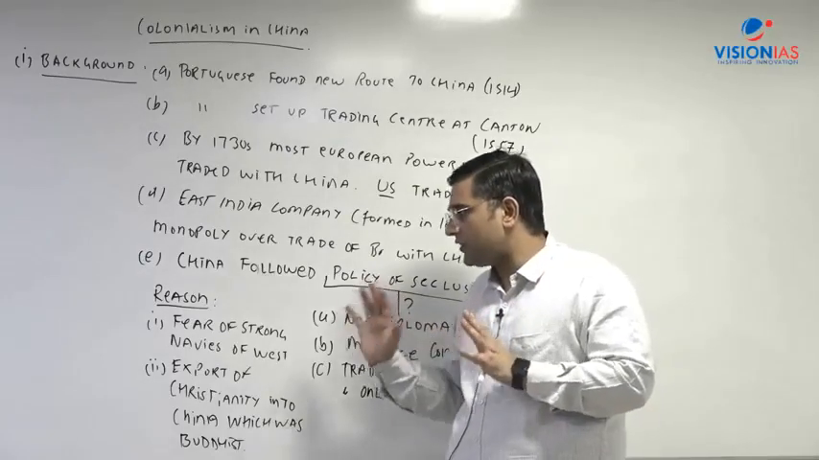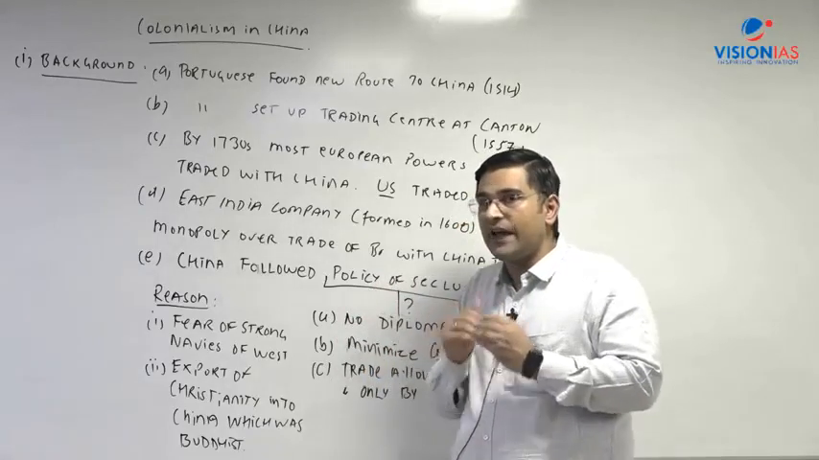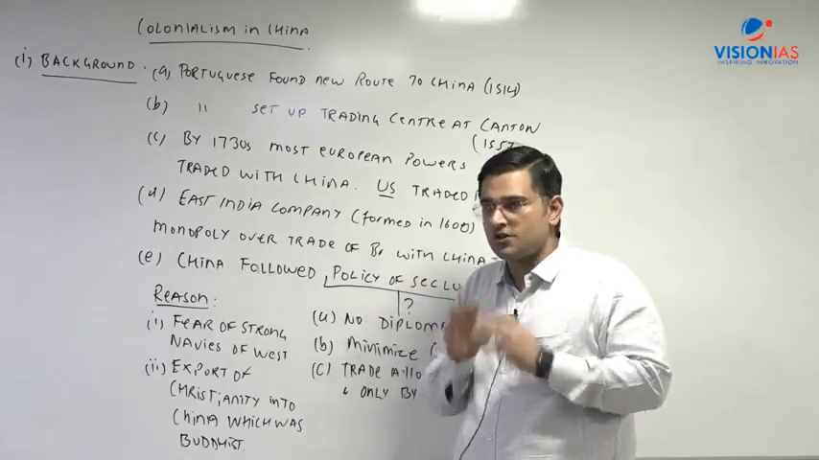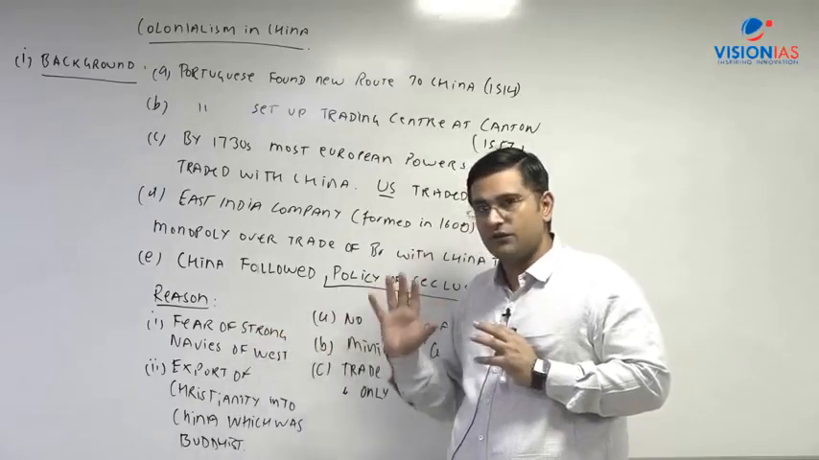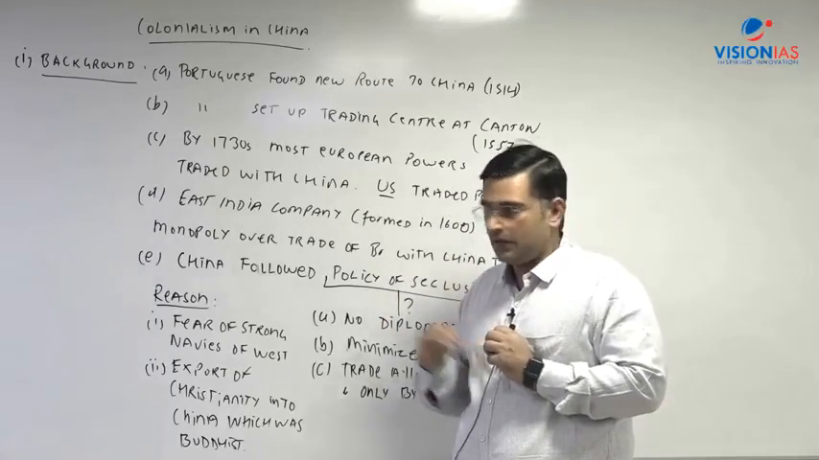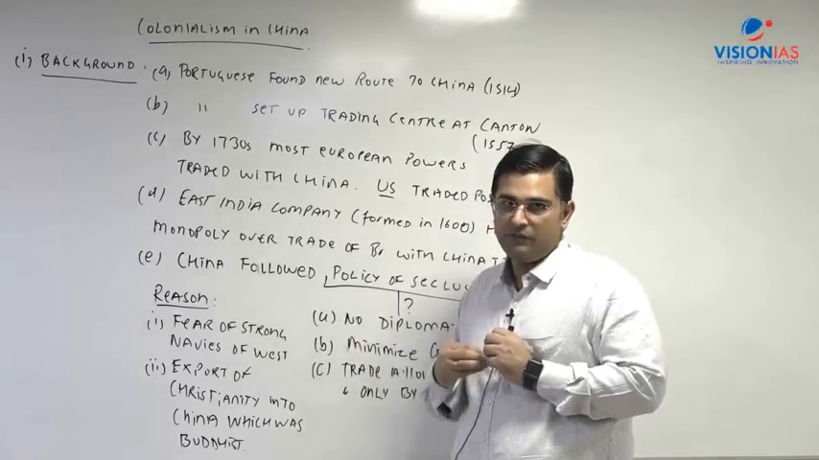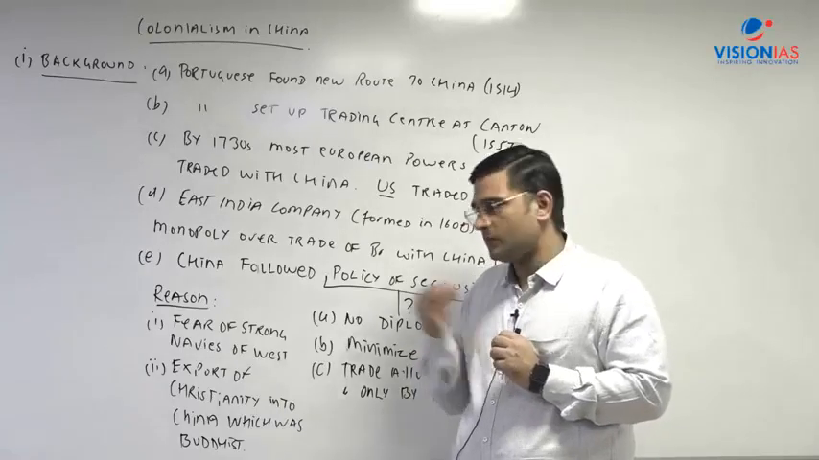So basically, there was a fear of the strong navies of the West, and that is why the Chinese were a little wary, a little cautious about these Western powers, right? So that is the first point, fear of the strong navies of the West. That if there is any conflict with them, they can defeat me in a war at sea, and then maybe they can enter into China and do colonialism or something like that.